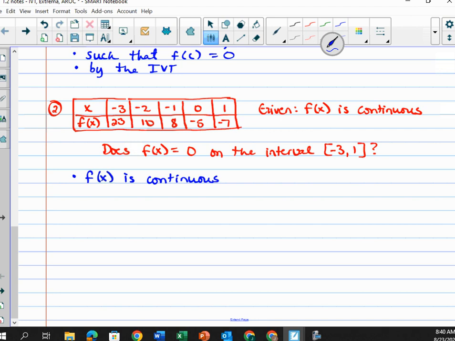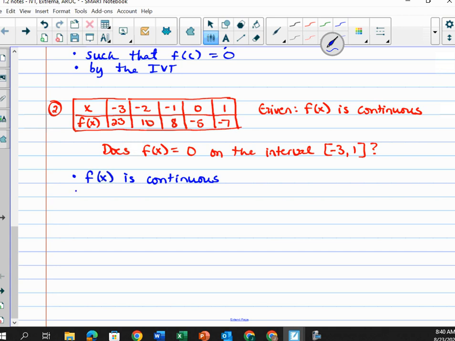Did we get bullet point number 1, guys? Okay, that's a gimme, right? Even if you get to this question on the test and you're like, I can't remember how to do this, you should be able to get that one, right? f of x is continuous. That was given to us.